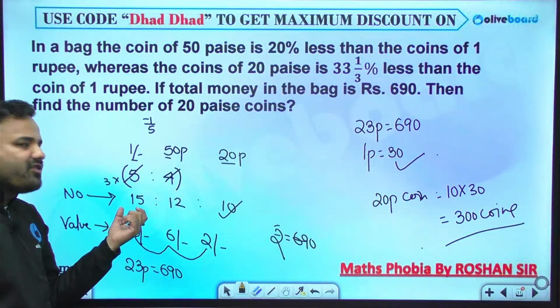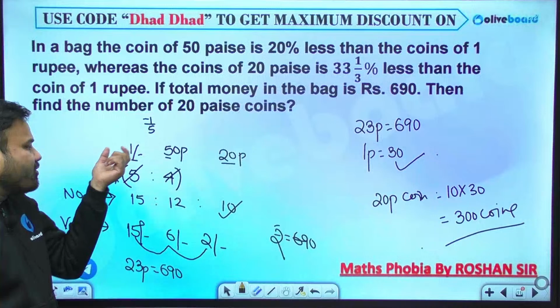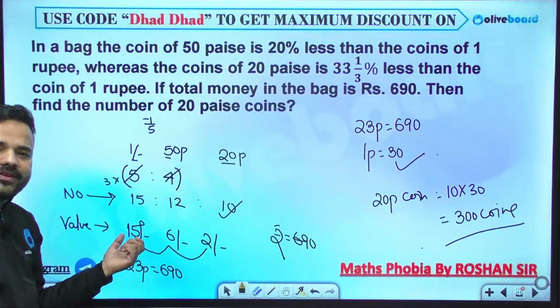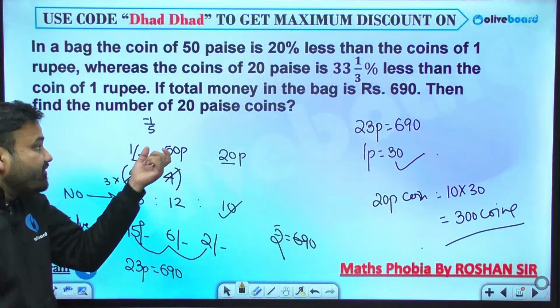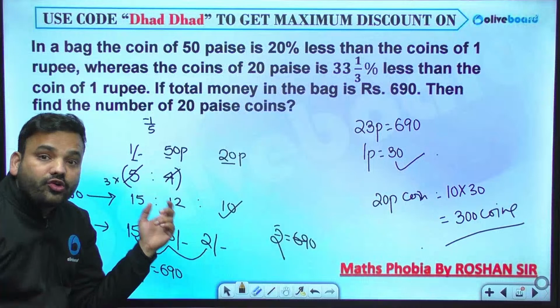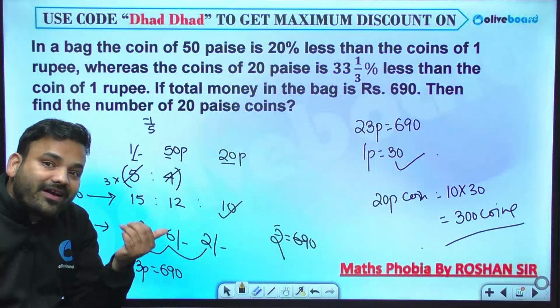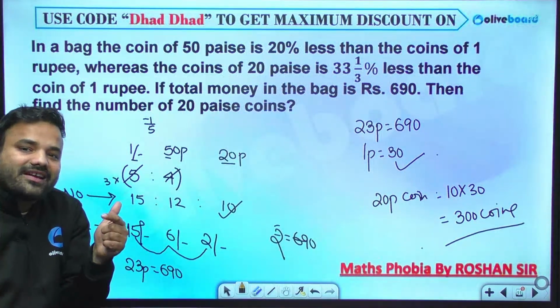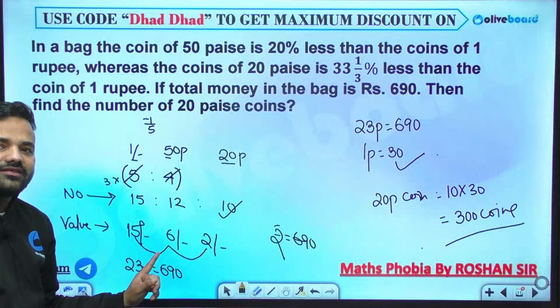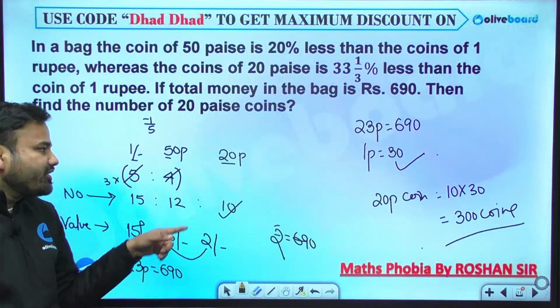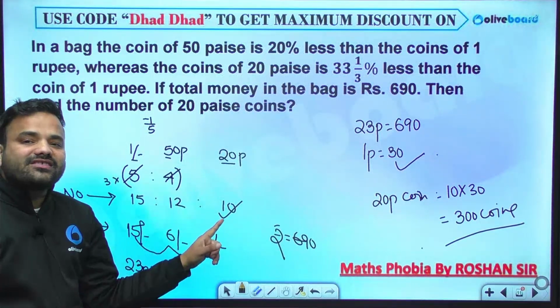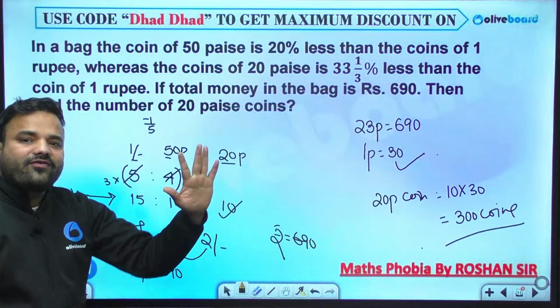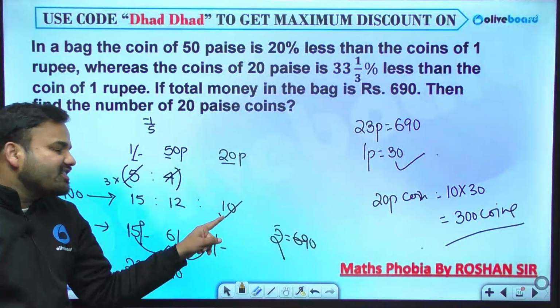1 rupee of 15 coins: if I have 15 coins of 1 rupee, the value will be 15 rupees. If I have 12 coins of 50 paise, what will be the value? It's not 12 rupees, it's 6 rupees. And what about the denomination of 20 paise? That is 10 coins. For every 5 coins we have 1 rupee, so convert this into rupees.